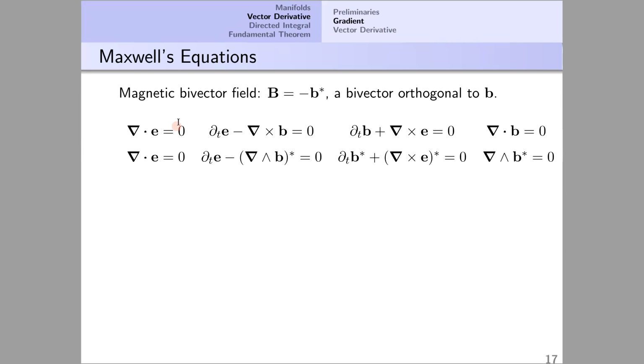Recall the magnetic bivector field, which is given by this formula, where B is a bivector orthogonal to b, and I want to now substitute big B for little b. And I get these equations. Again, these are the same. The dual of an outer product is an inner product. I have to replace B with its dual. Well, its dual is minus big B, but I've compensated for that by the change in sign here.